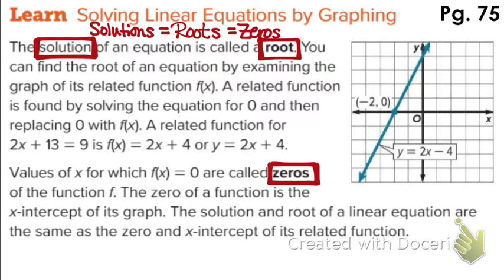I want you to look at this graph. When I'm trying to find the solutions, the roots, the zeros from a graph, what I'm looking for, what I'm looking at, is the x-intercepts. These 4 ideas all mean the exact same thing.